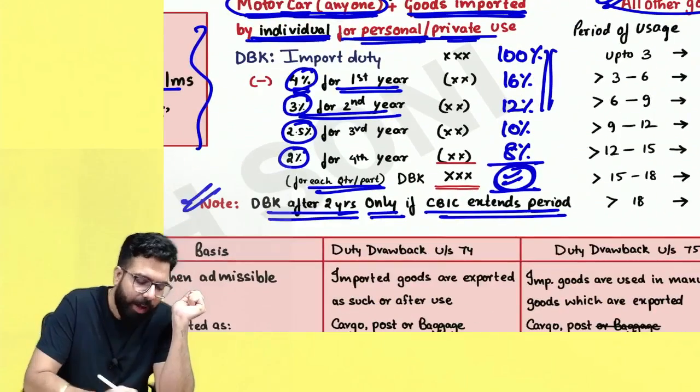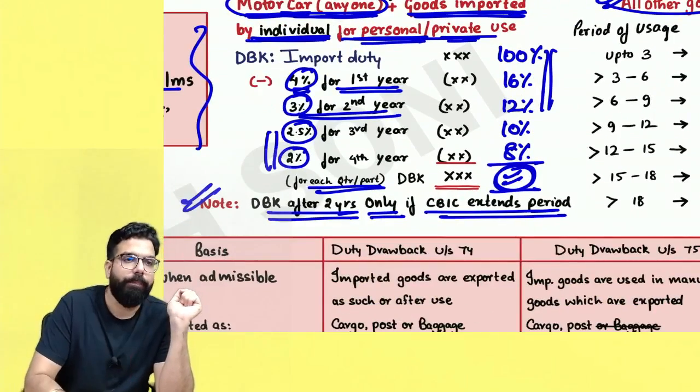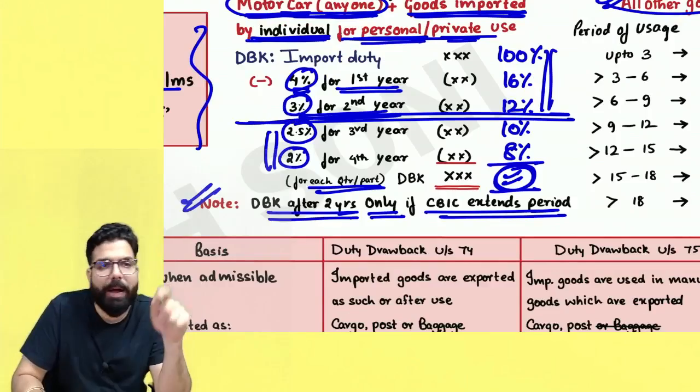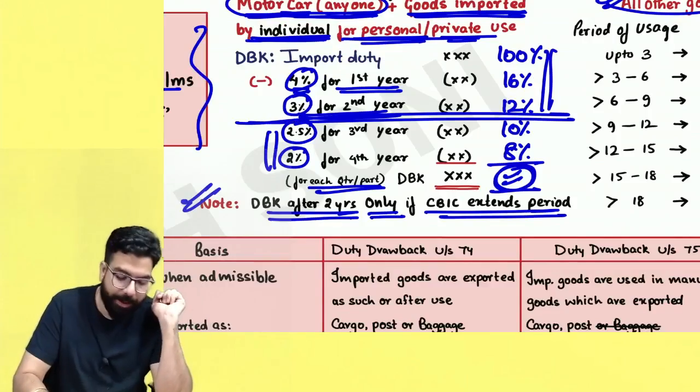Okay, sir, point is clear. They have given the percentages, but after 2 years, you will be given duty drawback only if CBIC extends the time period.